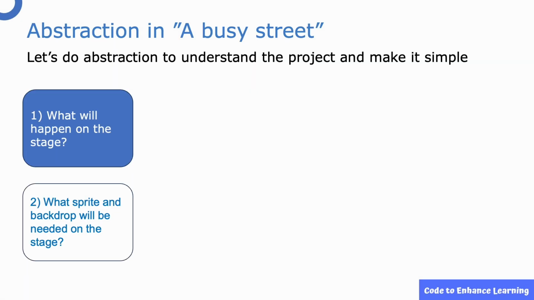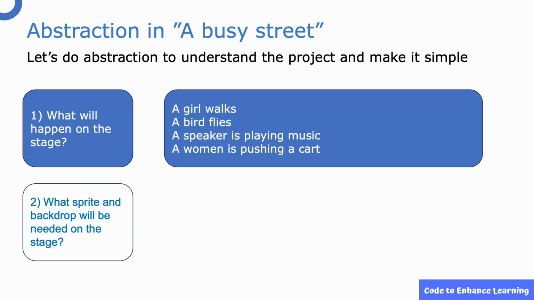Let's look at how we can do abstraction in our current project. We think about two things. One is what will happen on the stage, and the second is what sprite and backdrop we need. When we think about this, we understand that we should show repeated actions like a girl walking, a bird flying, speaker playing music, and a woman pushing a cart.